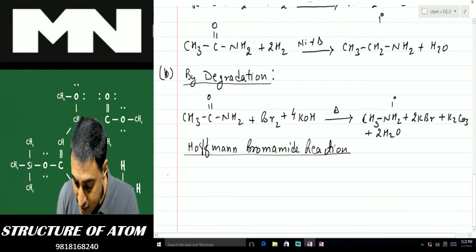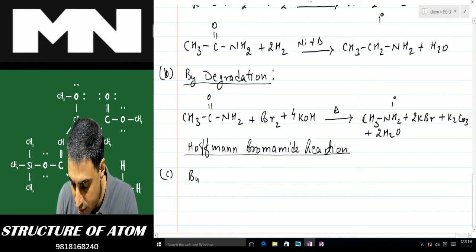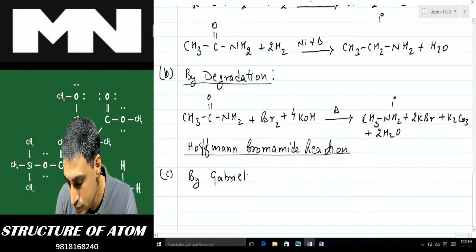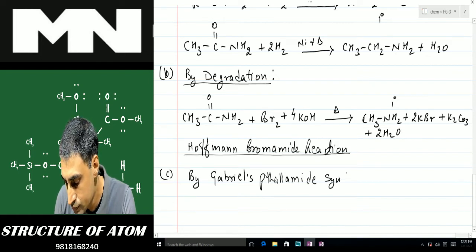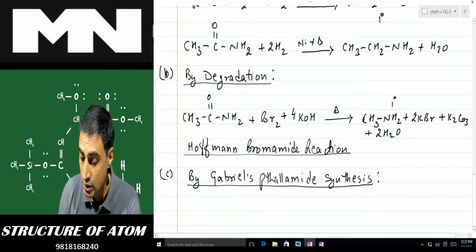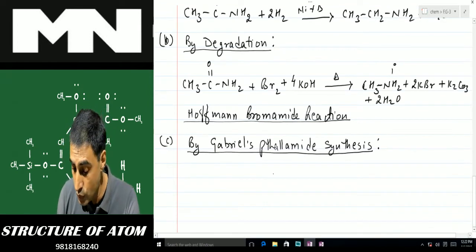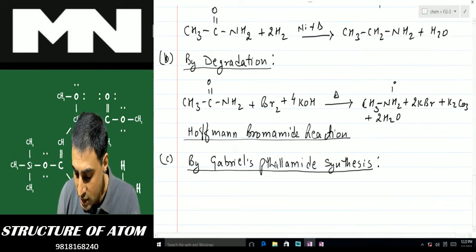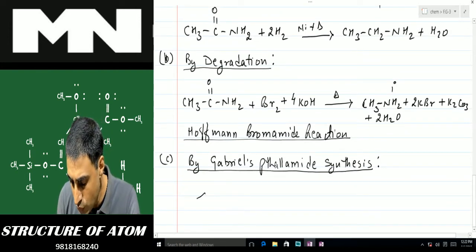So the third one is by Gabriel's phthalimide synthesis. It's one of the very good methods of synthesizing primary amines, primary aliphatic amines. Before starting with this, I would like to tell you what phthalic acid is. Phthalic acid is benzene 1,2-dioic acid. We'll see this reaction in detail.